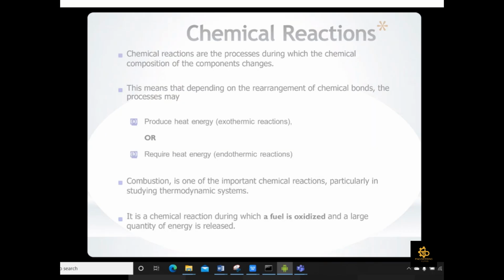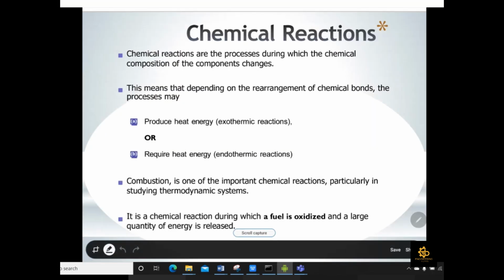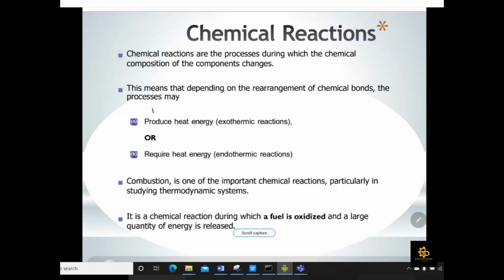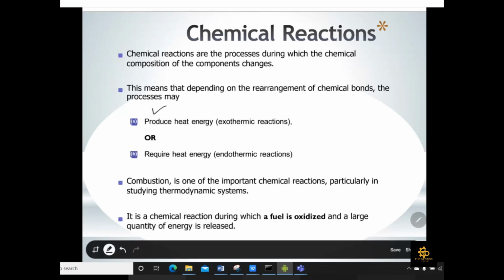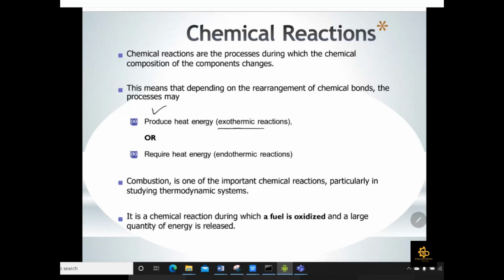This means that depending on the rearrangement of chemical bonds, we already know that there are two processes involved in a chemical reaction. Either we produce heat energy, which we call an exothermic reaction, or we require heat energy, which is called an endothermic reaction. Combustion is one of the most important chemical reactions, particularly in the study of thermodynamic systems. It is a chemical reaction during which a fuel is oxidized and a large quantity of energy is released.